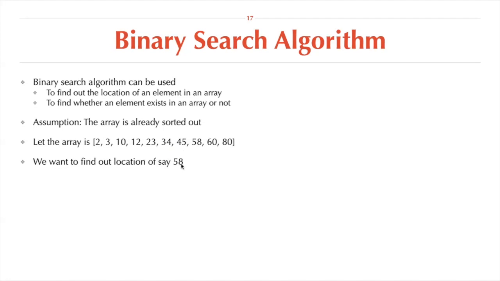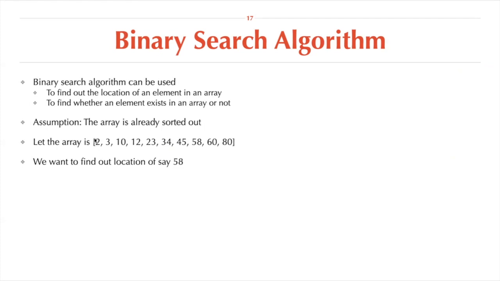So we can compare this 58 with each element. Then we will go till this point. Then we will find that it is present at 8th position and it is present in the array. So it is very much time consuming. We have to compare all the elements. So if we can find any improved version of it, how can we do it?